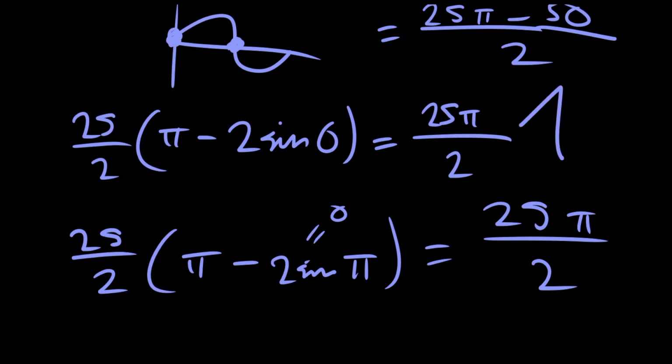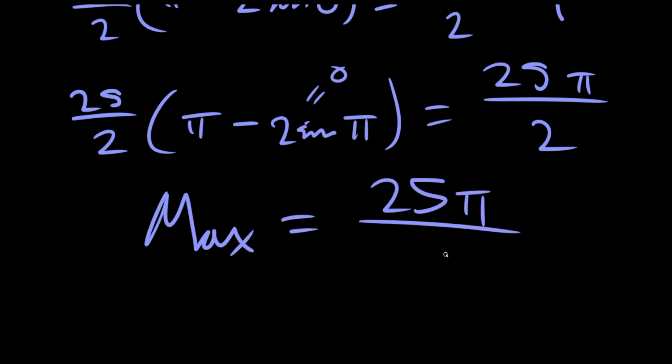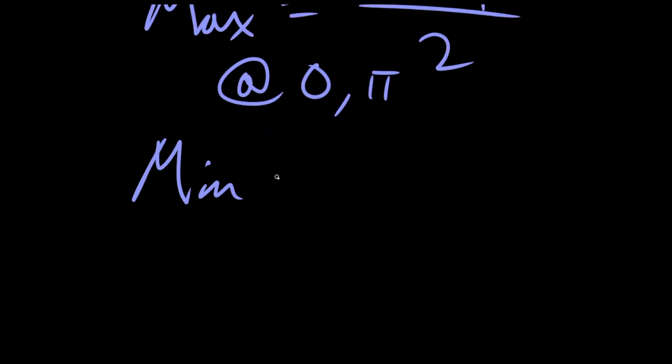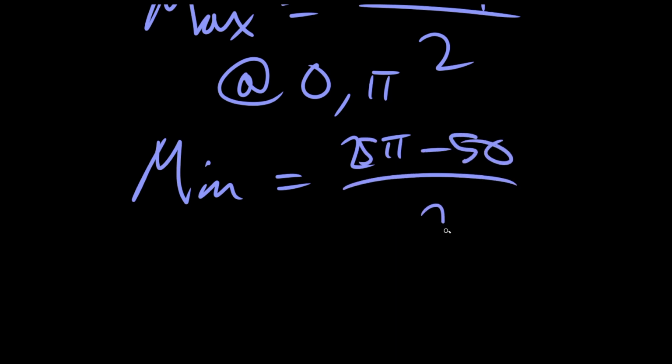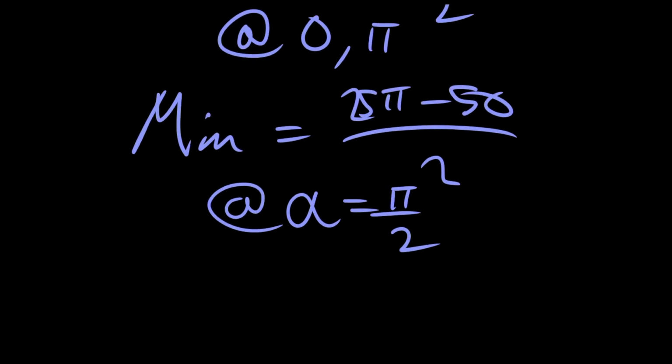And both of these values are greater than this value, which means the max is equal to 25 pi over 2 for the area, which occurs at 0 and pi, and the other value we found actually happened to be the minimum, which is 25 pi minus 50 over 2, and this occurs at alpha equal to pi over 2. And that's the answer for this part of the question.